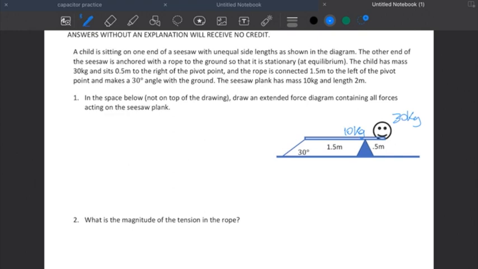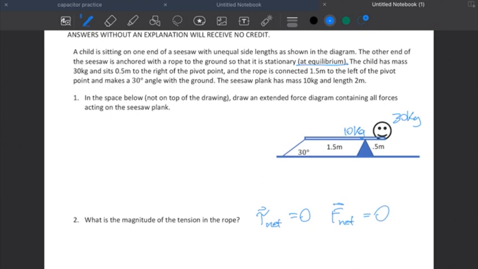There's a pivot, and so a bunch of forces acting here, but we know that it is at equilibrium. So whenever we see at equilibrium, that tells us right away that the torques and the forces are balanced. So both tau net and F net are equal to 0. So we'll be able to use all that when we solve the problem.